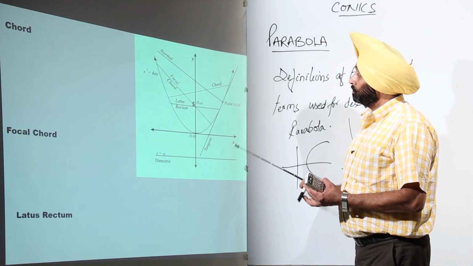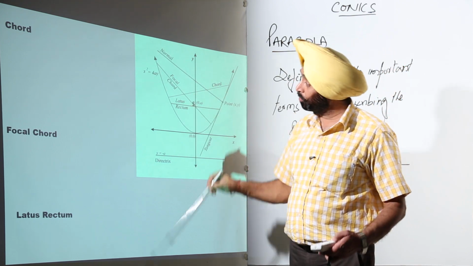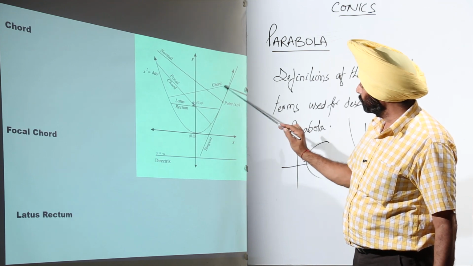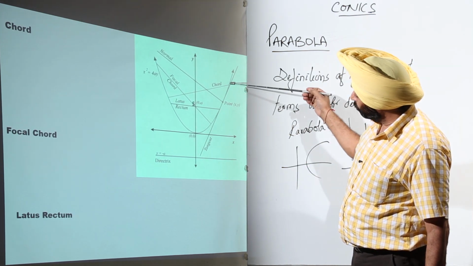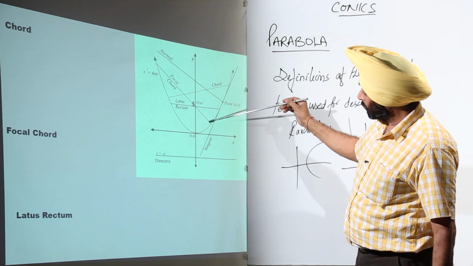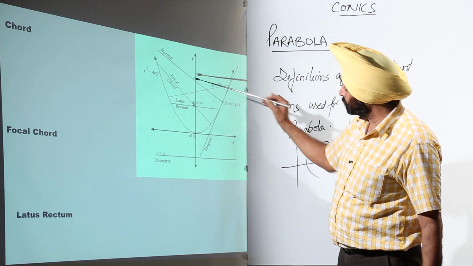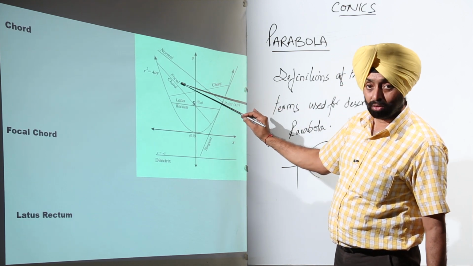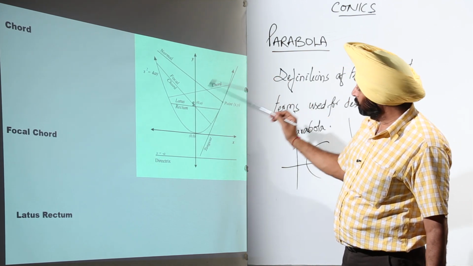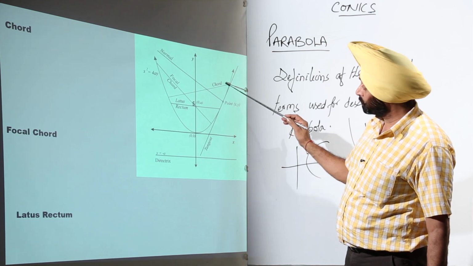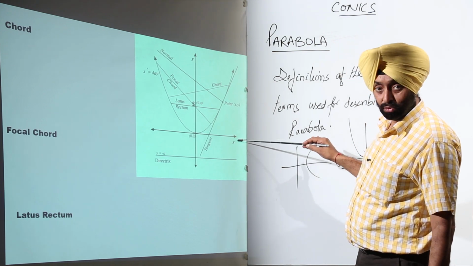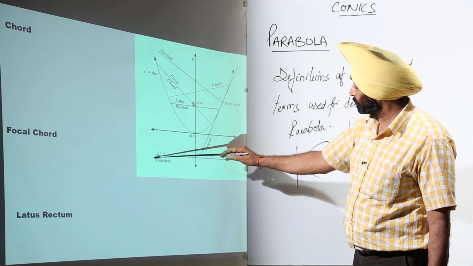So first of all we have the chord. Now what is a chord? Just look here. I have mentioned one chord written here. This is a chord, and it goes from one point of the parabola to this point. This is also a chord. Now what is the difference between this chord and this chord? Here it is written focal chord, not chord, and it passes through the focus. This chord does not pass through the focus. This is the normal, the tangent, and the vertex. Now this is the x-axis, this is the y-axis, this is the directrix.